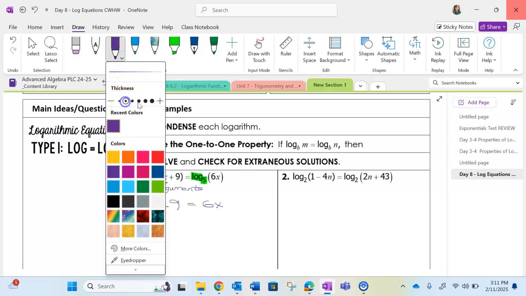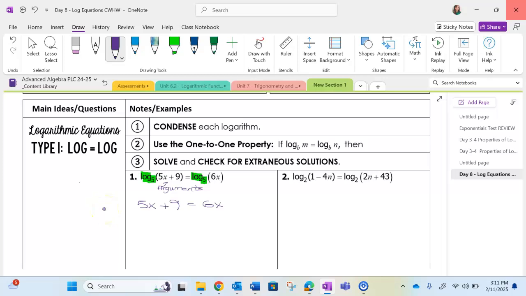Let me make this a little bit bigger. There we go. All right, so I'm going to subtract 5x from both sides. A lot of you can do the algebra part, we're just getting you set up. That's 0, 9 equals x. Now, there's our answer. X equals 9.